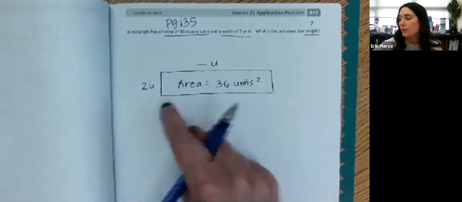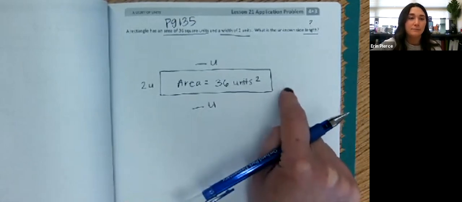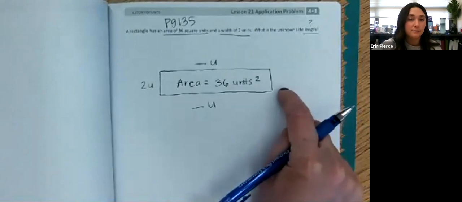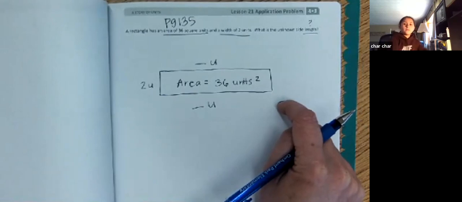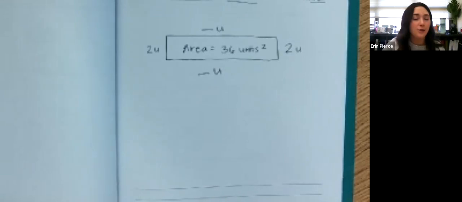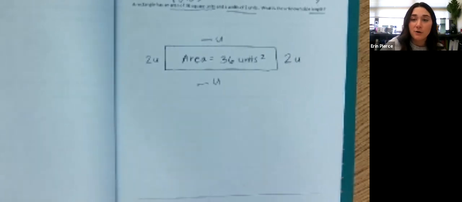So what can I write on this side? What can I write on that side? Charlotte, what can I write on this side? Well, because the other side equals 2 units, that means the other side equals 2 units. Yes. So I have 2 and 2. So far, everything else we don't know yet, okay? And in order, well, that's actually how we solve perimeter, is how we normally do it. We're trying to do 36 as our unit for area.